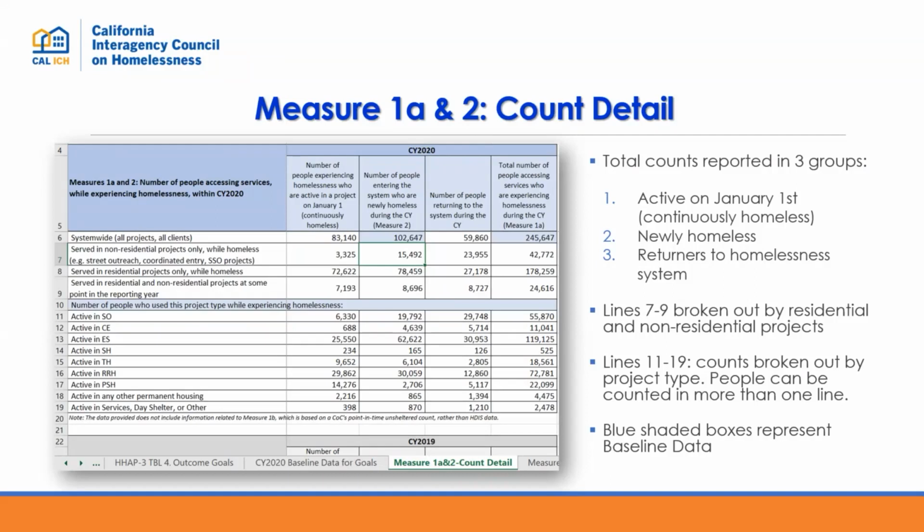Line 9 shows the number of people reported as receiving both types of services. This allows the COC to understand the overlap of people observed to be unsheltered and served by shelter and housing projects in the system.